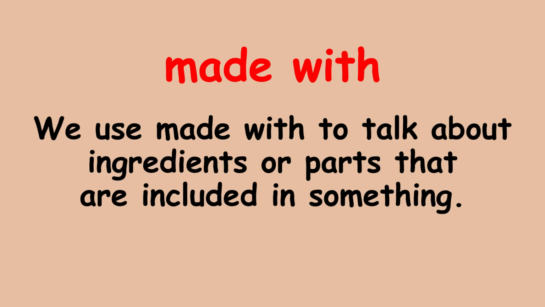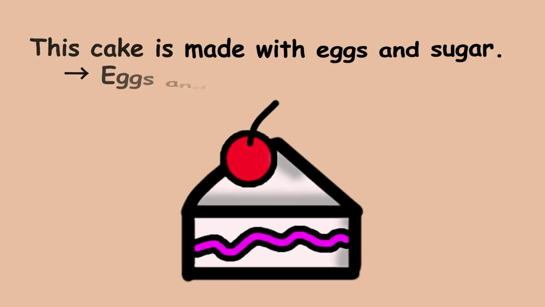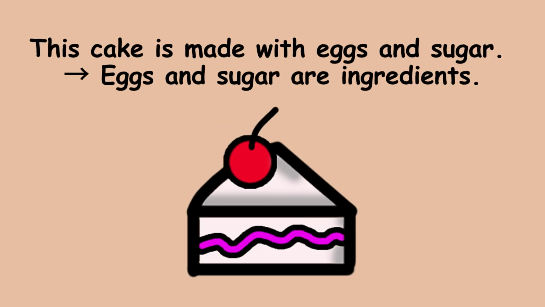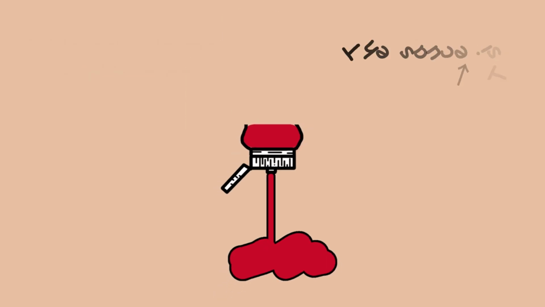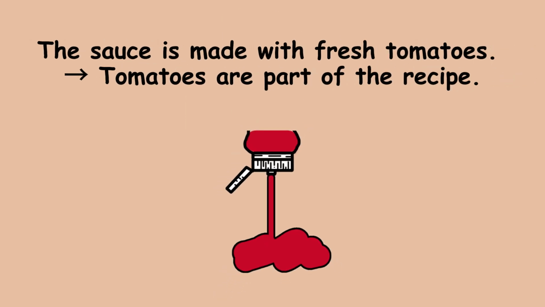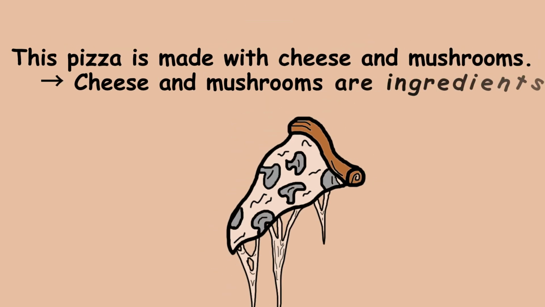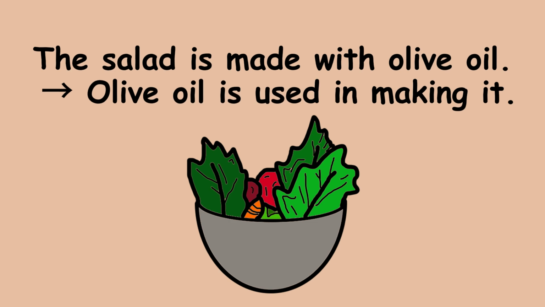Made with. We use made with to talk about ingredients or parts that are included in something. For example, this cake is made with eggs and sugar. Eggs and sugar are ingredients. The sauce is made with fresh tomatoes. Tomatoes are part of the recipe. This pizza is made with cheese and mushrooms. Cheese and mushrooms are ingredients. The salad is made with olive oil. Olive oil is used in making it.